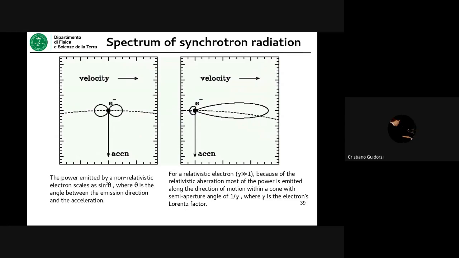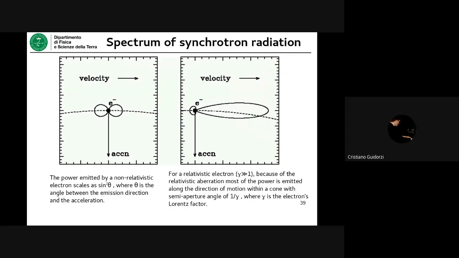And we see this in this case because the acceleration is perpendicular to the trajectory. If the only thing we change is the Lorentz factor, we move to the right panel. In this case, the electron is still accelerating in a direction perpendicular to its velocity, but now the Lorentz factor is much larger than 1. We saw, and we call this relativistic beaming, that most of the energy is emitted within a cone whose semi-aperture angle is 1/gamma. So the higher the gamma, the narrower the cone, which is centered on the direction of the velocity itself.